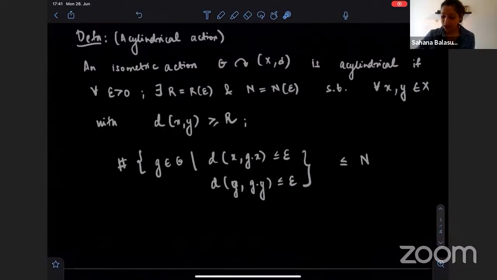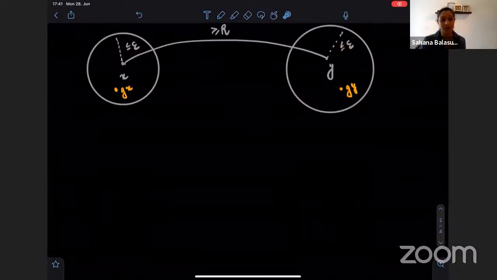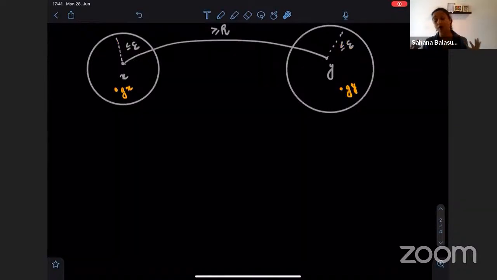Okay? So that's acylindricity. And now, in order to explain why it's so convenient, or rather so powerful, to have an acylindrical action on a hyperbolic space, I need to tell you what a loxodromic element is. So here's another definition. Let G be a group acting on X, where X is now a hyperbolic space.